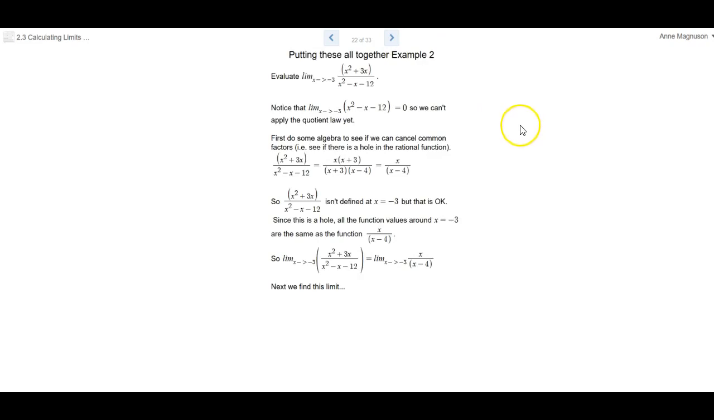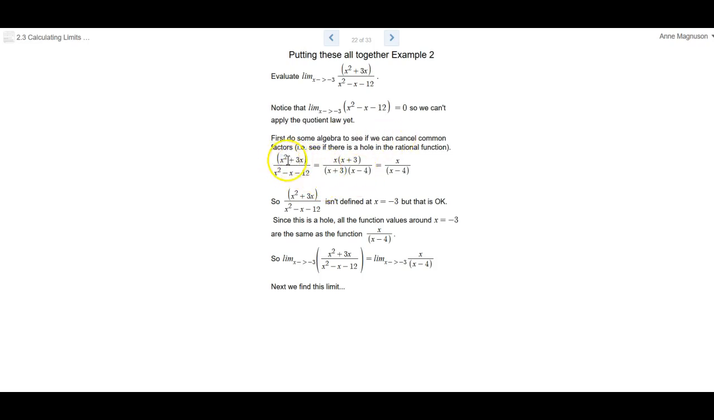Here's another example. Now it's a rational function. So since my limit is x approaching minus 3, and minus 3 is a 0 of this denominator, we can't use the quotient law yet, because we can't find the limit as x approaches minus 3 of that denominator. It's 0. So first we have to do some algebra, and that is a big part of these limit problems. You're going to have to do a lot of preliminary algebra a lot of times to get to the limit.